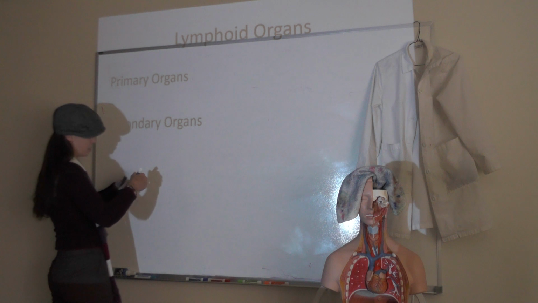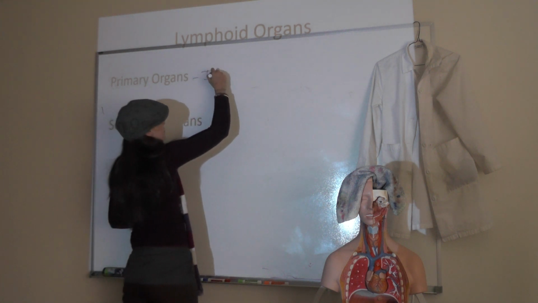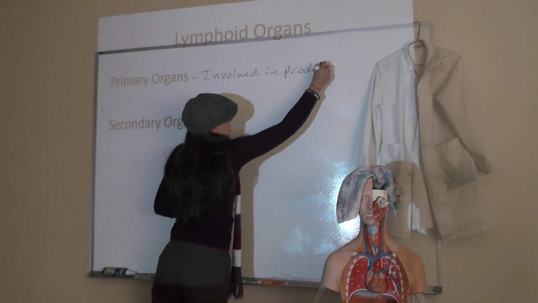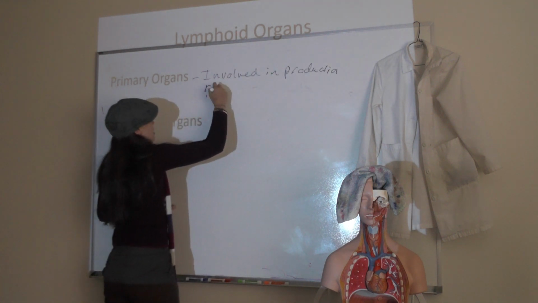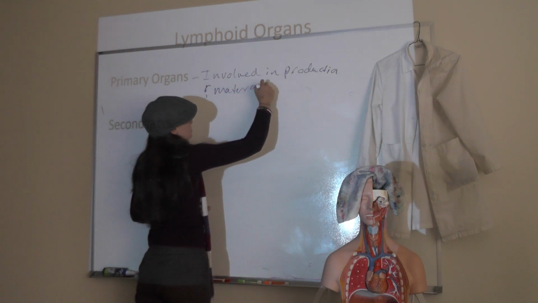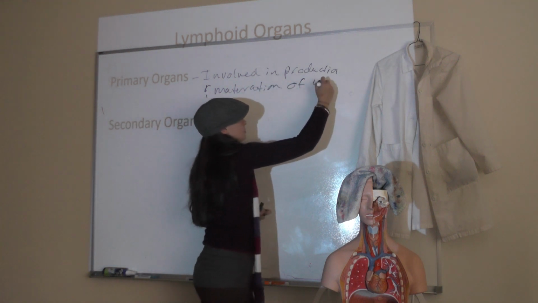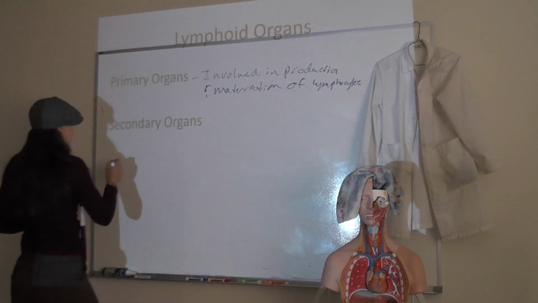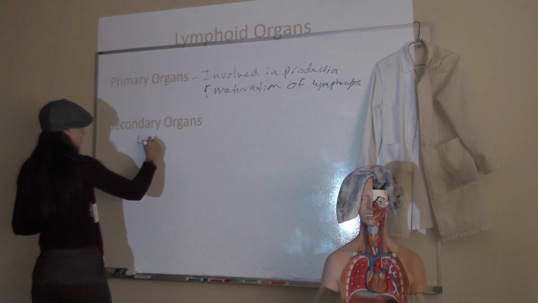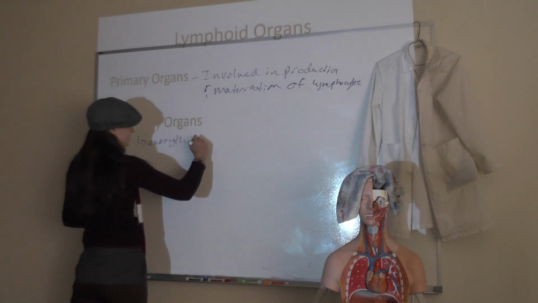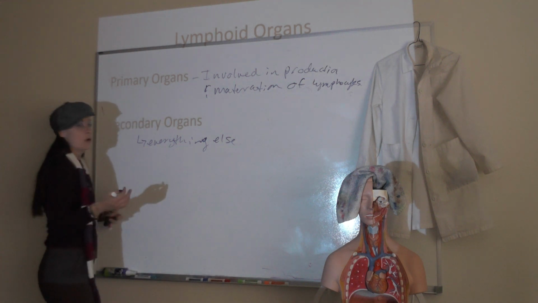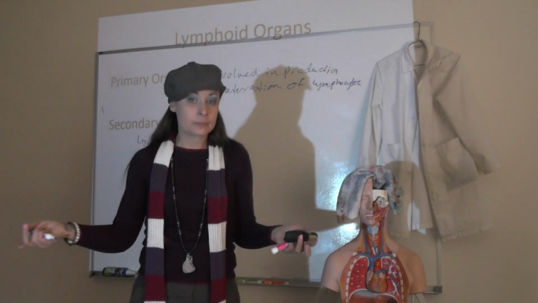So our primary organs are involved in the production and maturation of our lymphocytes. And our secondary organs are everything else. So what are our primary organs? Where do all cells originate? The red bone marrow, so that's a primary organ.